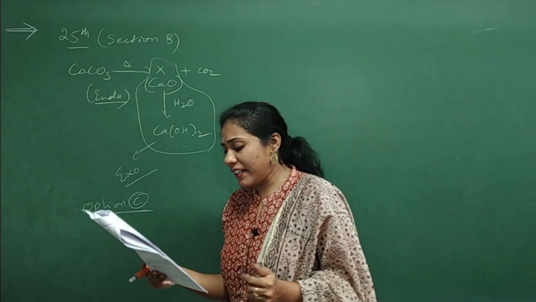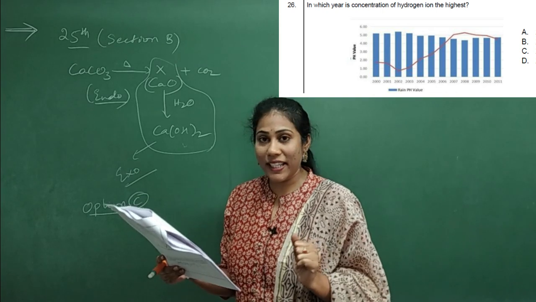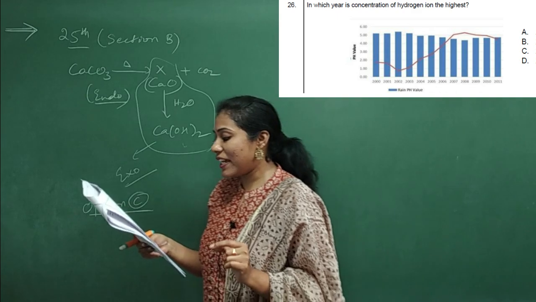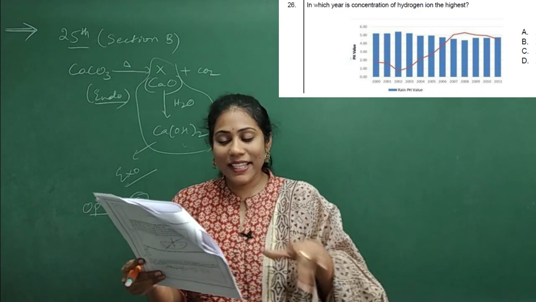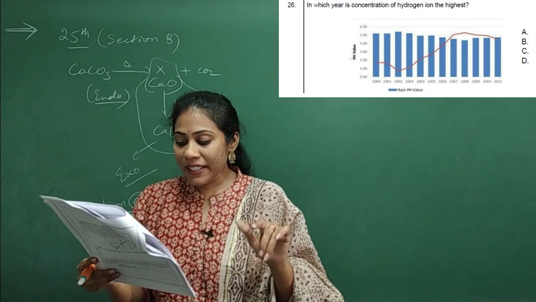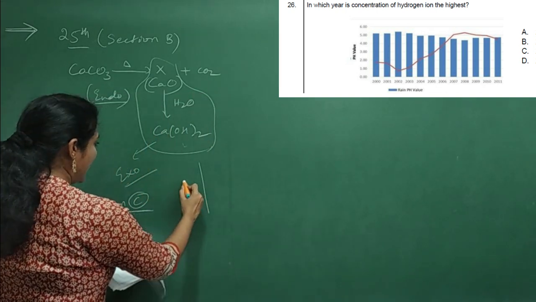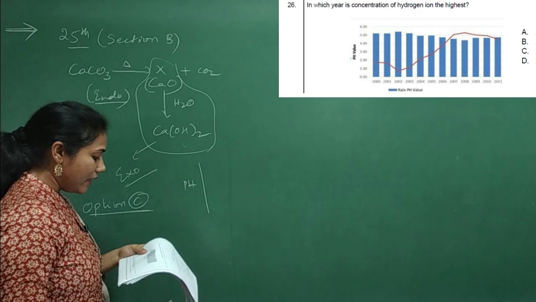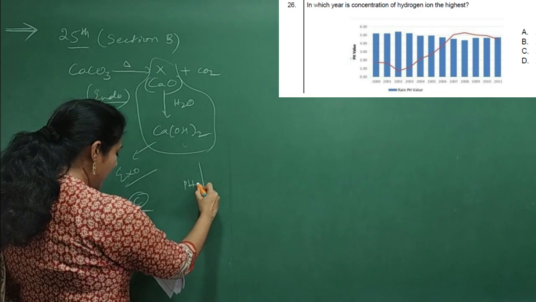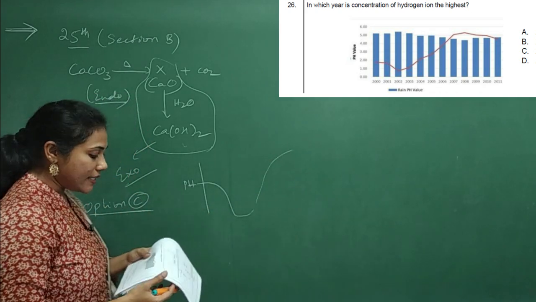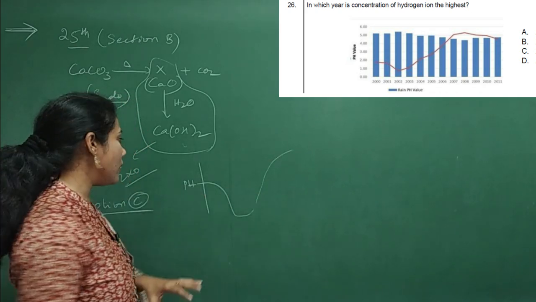26th, looking at the graph, don't get annoyed. It's very simple. In which year is the concentration of hydrogen ion the highest? See, there is a graph given. You see in the y-axis, the pH value. If you see the graph, it went like this. Concentration of hydrogen is highest.